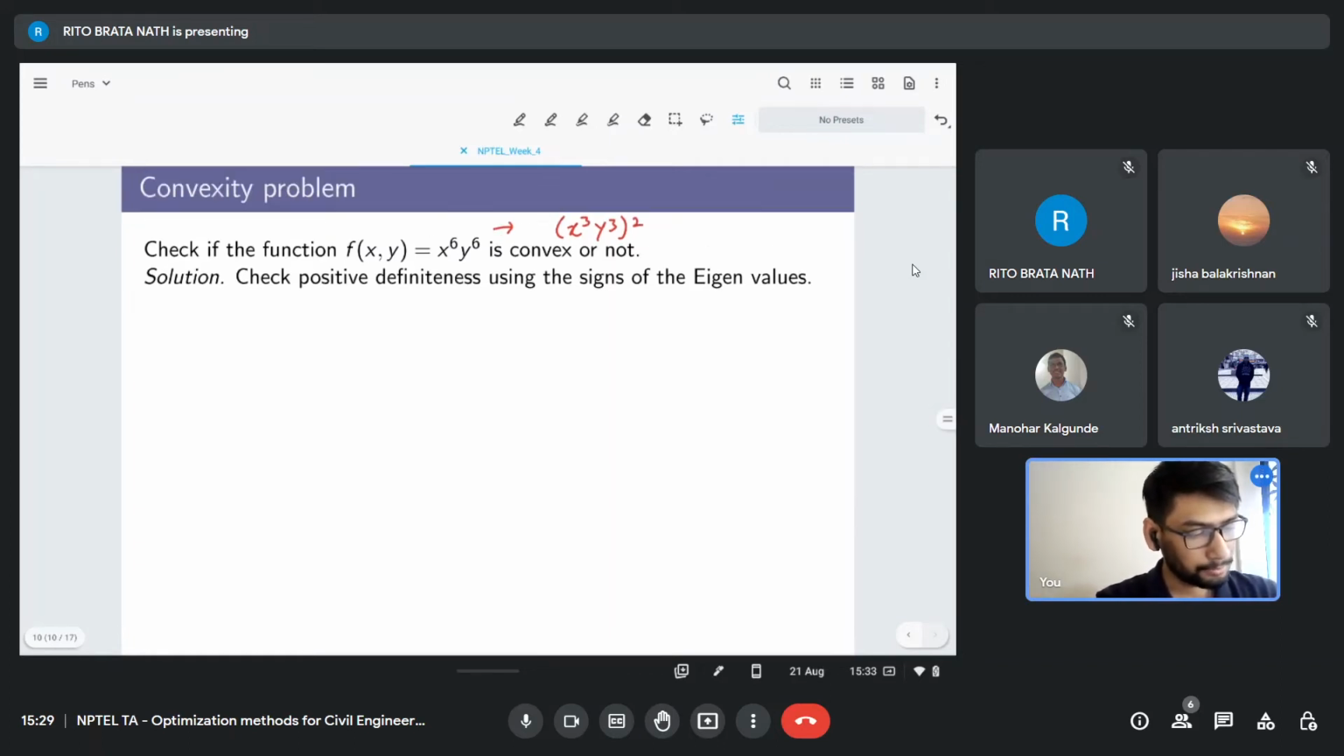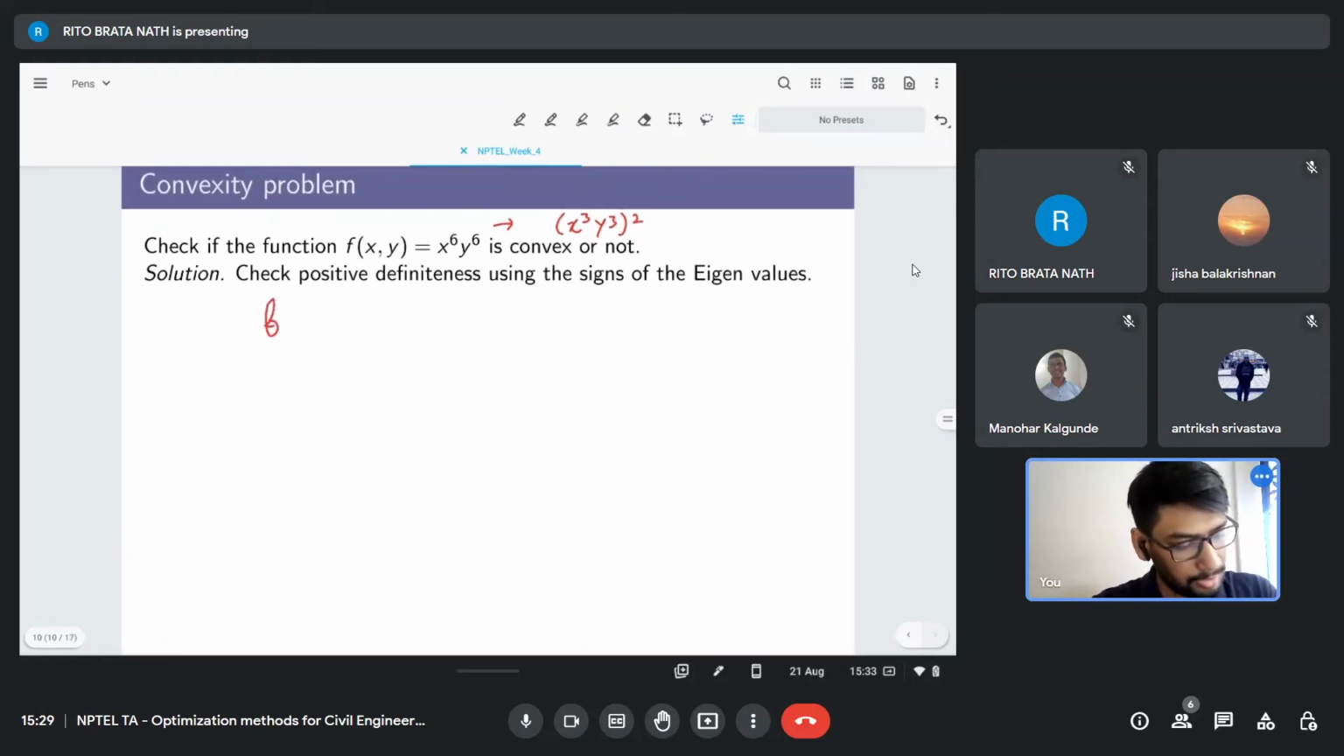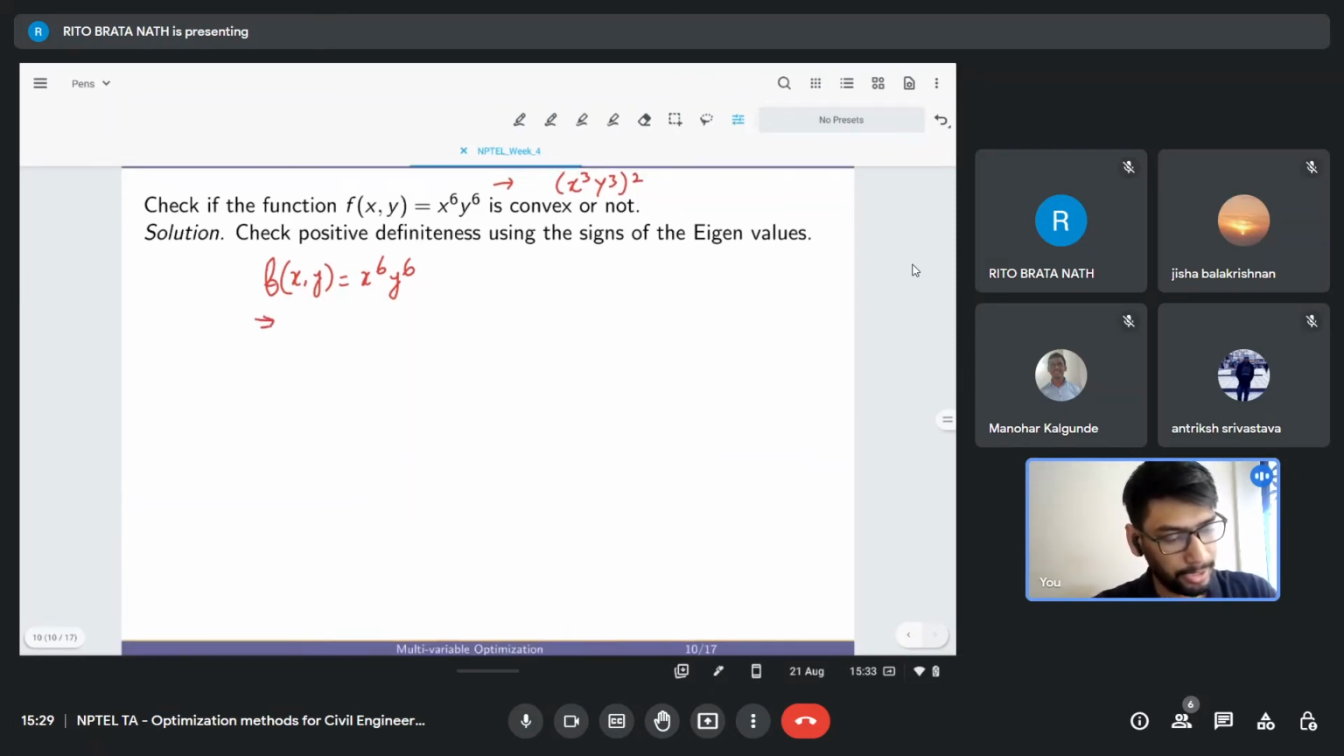Okay, so let's do this mathematically. In order to check convexity, Sir discussed the Hessian matrix being positive semi-definite, so we'll be using something like that. For that, we have to get to the Hessian matrix first. So let's evaluate that. The gradient of this function is 6 x to the power 5 y to the power 6, and the second term is 6 x to the power 6 y to the power 5.